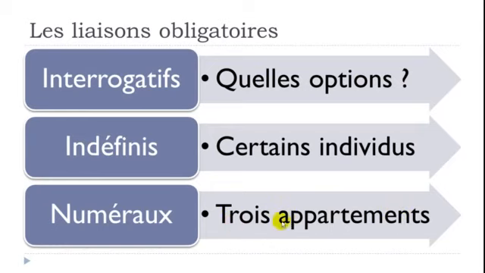Then appartements, apartments, starting with a vowel, so you should make the liaison: trois appartements. So quelles options, certains individus, trois appartements. In all these cases you should make the liaison. All right, but then it continues.